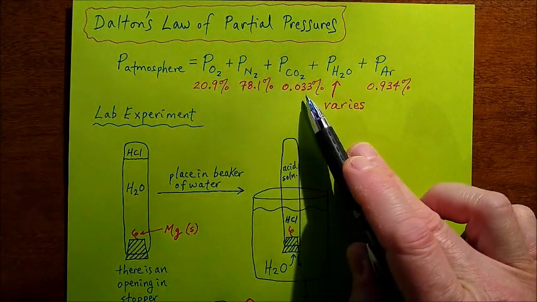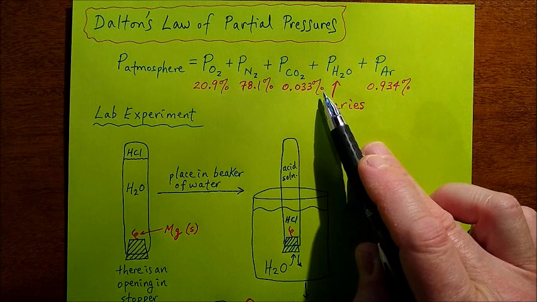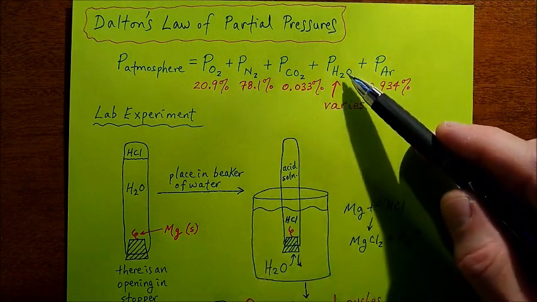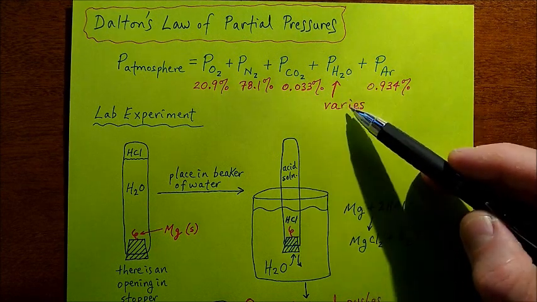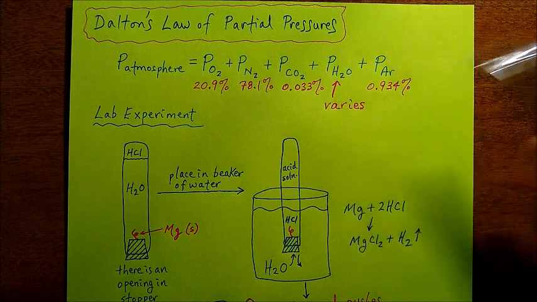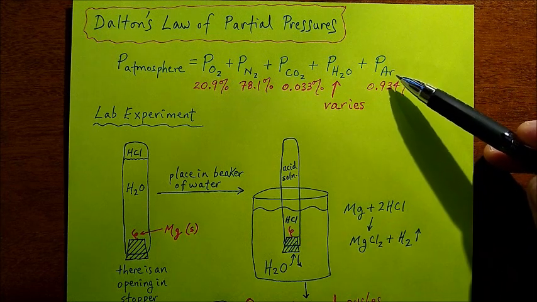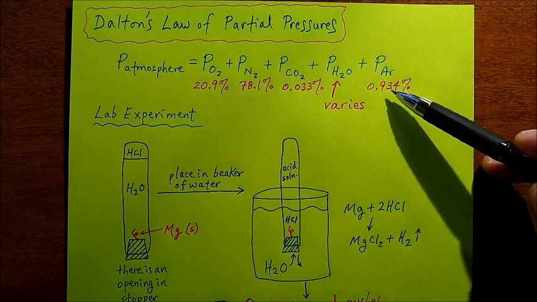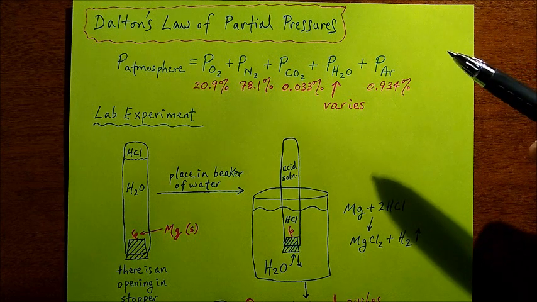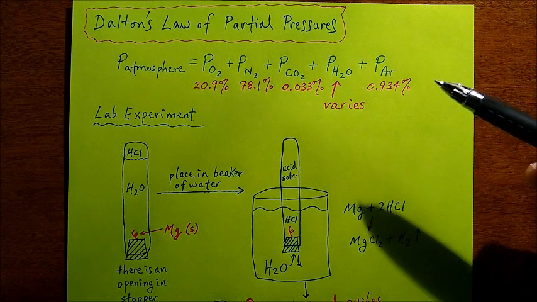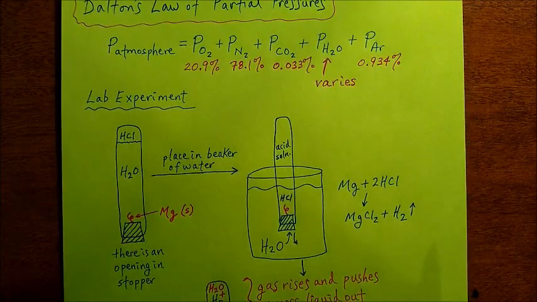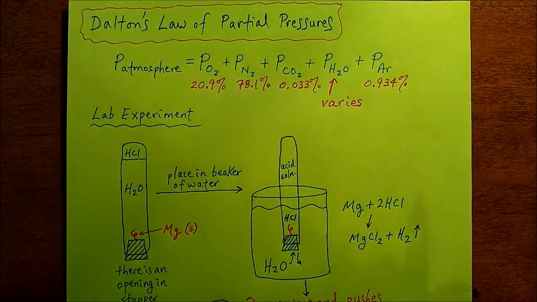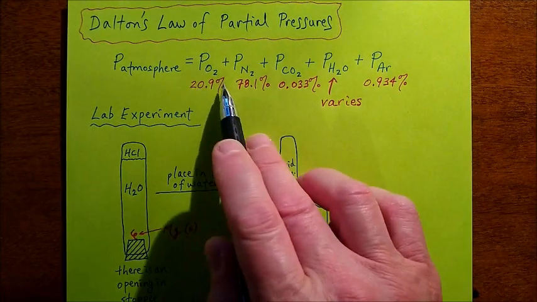A little bit of CO2 in the air, 0.033%. That tends to be rising. That's what they're worried about with global warming. The pressure of the humidity, which is the pressure of the water, can vary depending on if you're in the summer or winter. And then there's surprisingly a relatively large amount of argon in air. About almost 1% of the air we breathe is argon gas. But that's an illustration of Dalton's law.